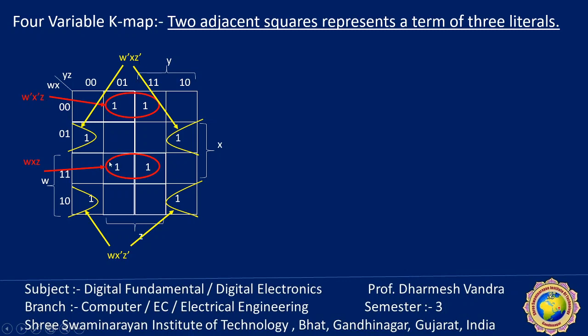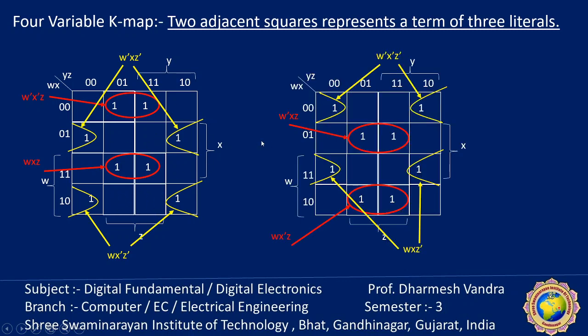Here it is w x z because w, x and z are all 1. The other four combinations are the first row outer cells, first and last, the third row first and last cells, and the remaining two circles in the second row and fourth row. So these 8 combinations are possible, which we discussed here.